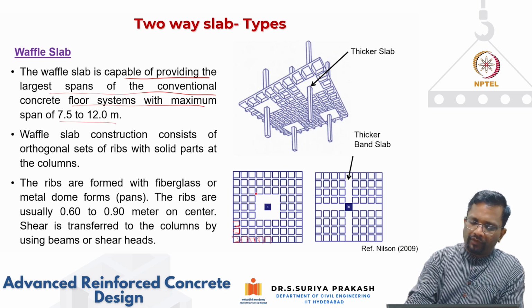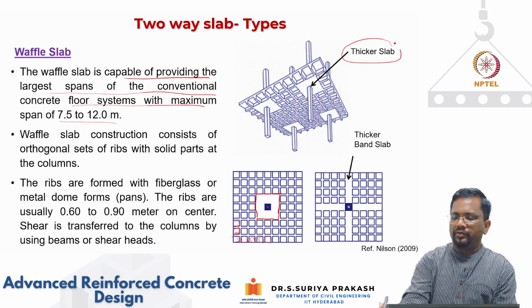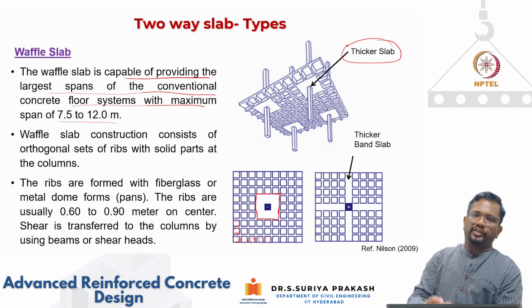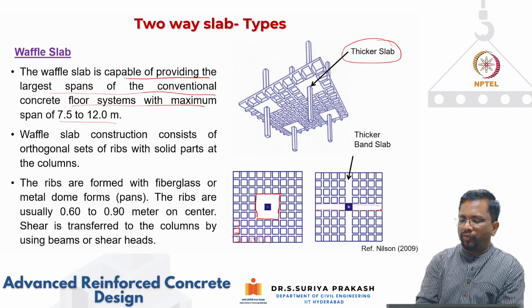In addition to that, we can also thicken this area around the column. Okay, so this kind of thickening we can do. So you thicken the slab wherever you have columns. In that way, the punching shear failure probability can be reduced. Or one more way is, running along the column line, I can create a small band slab. So what is the meaning of band slab?